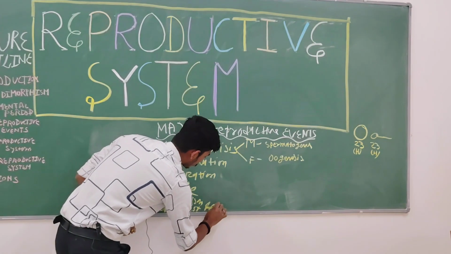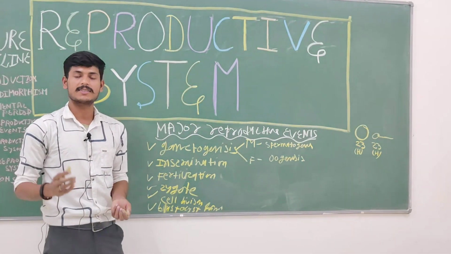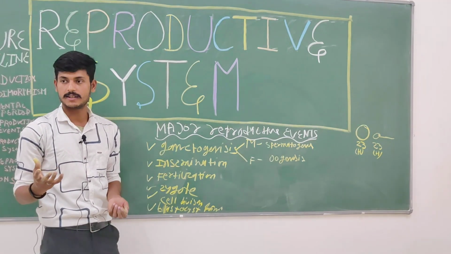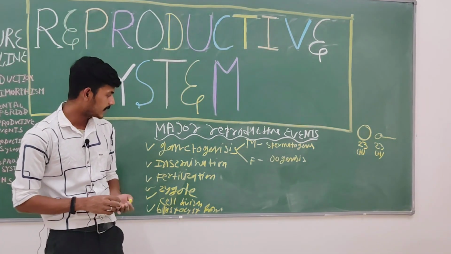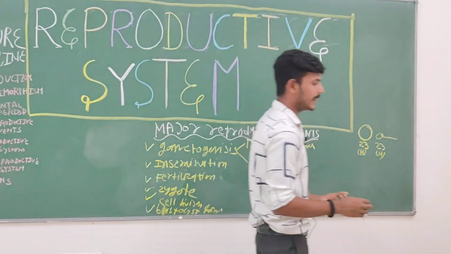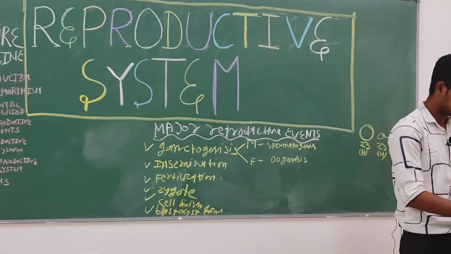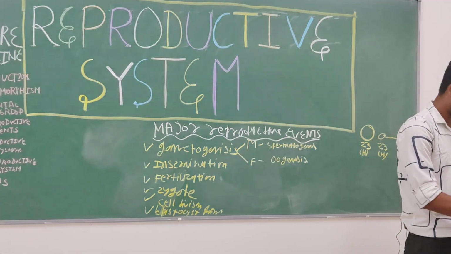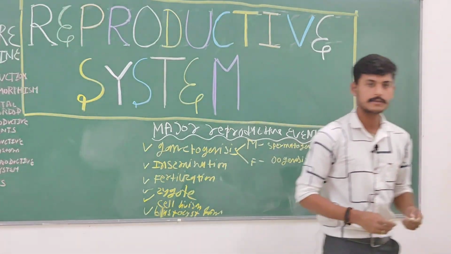Blastocyst formation. Okay? Blastocyst is basically a cluster of cells which is internally differentiated, and they are implanted. Blastocyst formation.